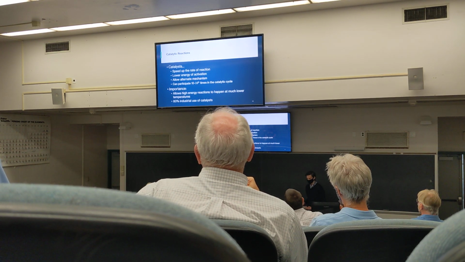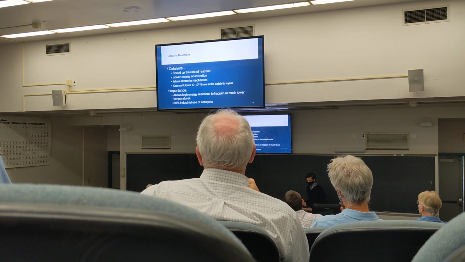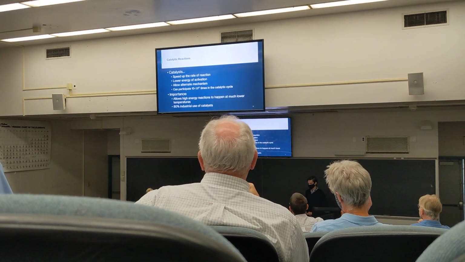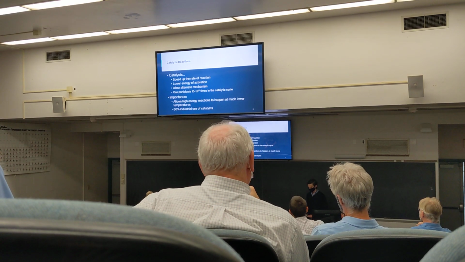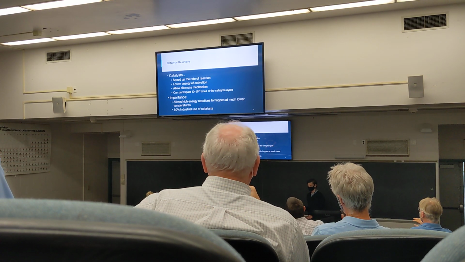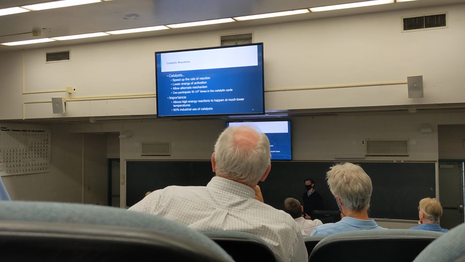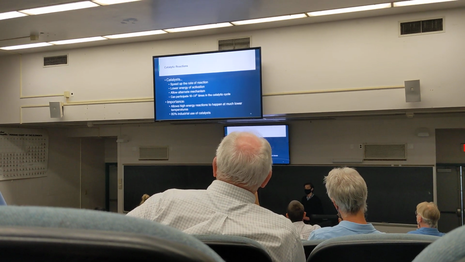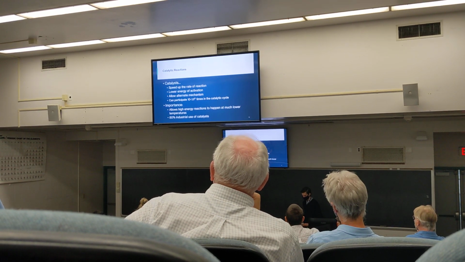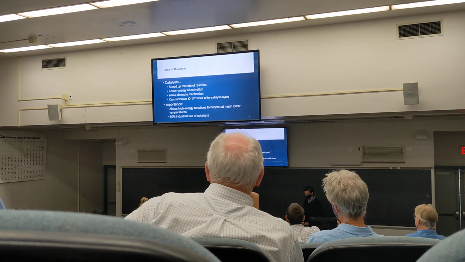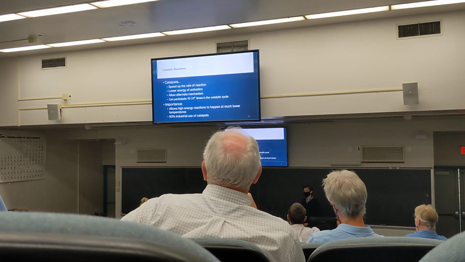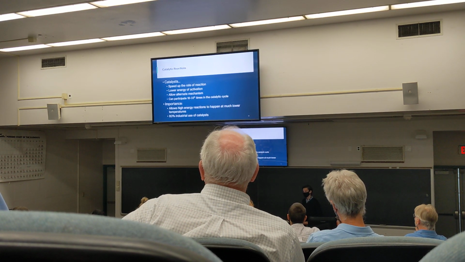Next are catalytic reactions. What is a catalyst? A catalyst speeds up the rate of reaction. It allows for a lower energy of activation. It has alternative mechanisms, and they can participate 10 to 10,000 times in the catalytic cycle. This means that you can have a very small amount of catalyst and get a very large yield in your product. The importance is it allows high energy reactions that happen at much lower temperatures, and 80% of industrial reactions use a catalyst.